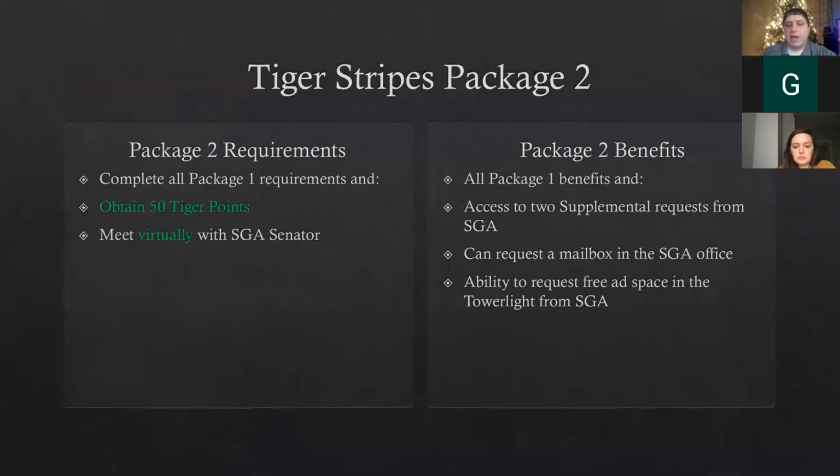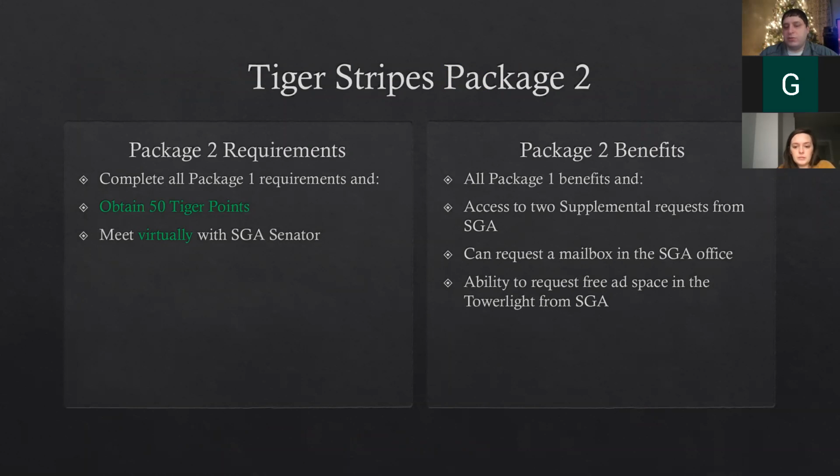Okay, so for package 2, this goes back to each package building on the one before it. To be a package 2 organization, you will have to complete all the package 1 requirements plus 2 additional things. Those 2 things are to obtain 50 Tiger Points, and I'll walk through what a Tiger Point is, and you have to meet virtually with your SGA senator.